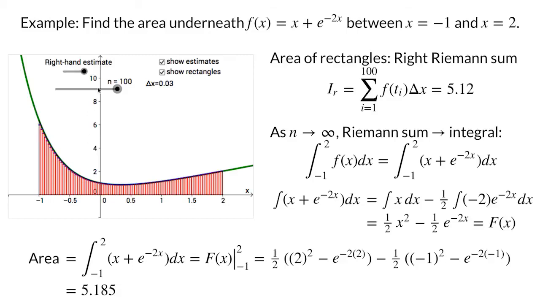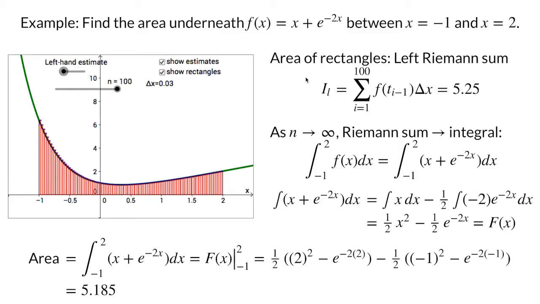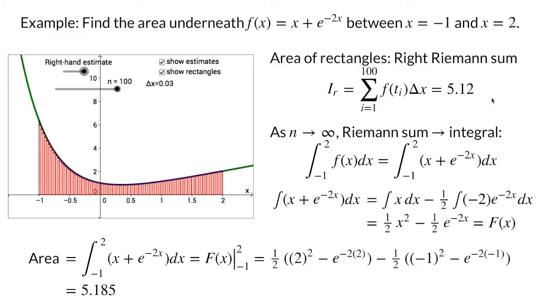How does this actual area compare to our estimates with the rectangles? When we have 100 rectangles, the left Riemann sum gives us 5.25, and the right Riemann sum gives us 5.12. These answers were converging to the correct answer of 5.185. We would need a lot more than 100 rectangles to give us 3 correct digits. Thankfully, we can avoid calculating a huge Riemann sum and just calculate the integral directly.